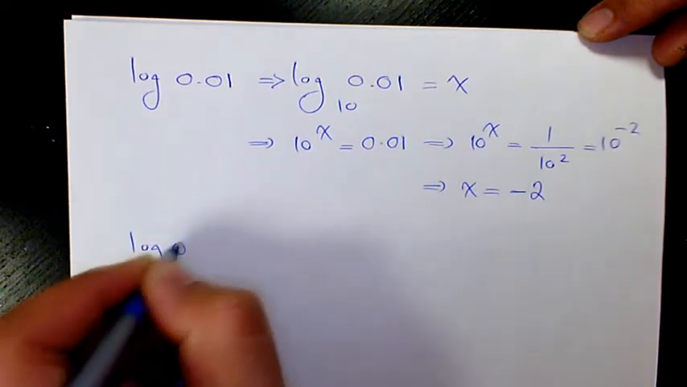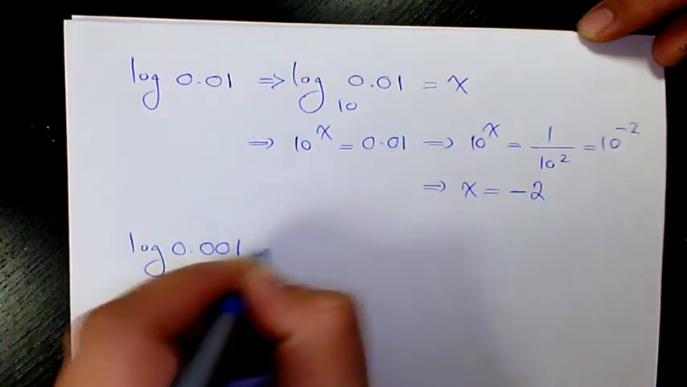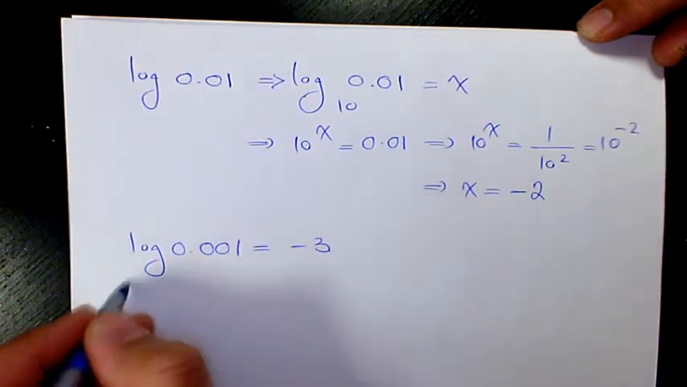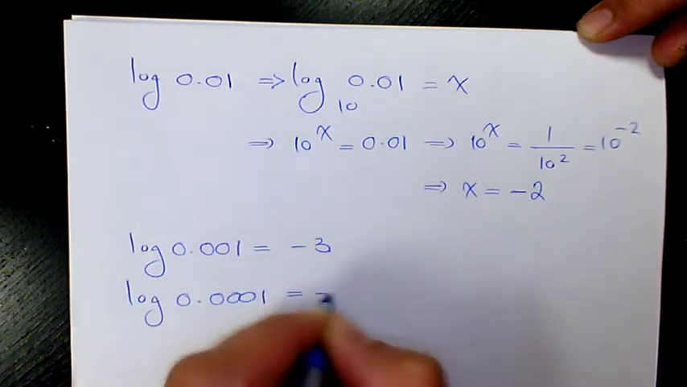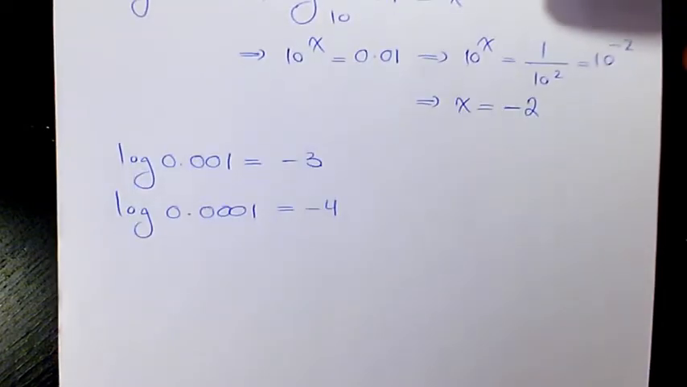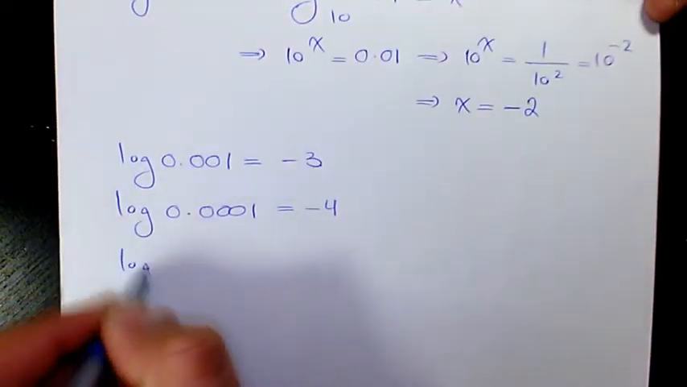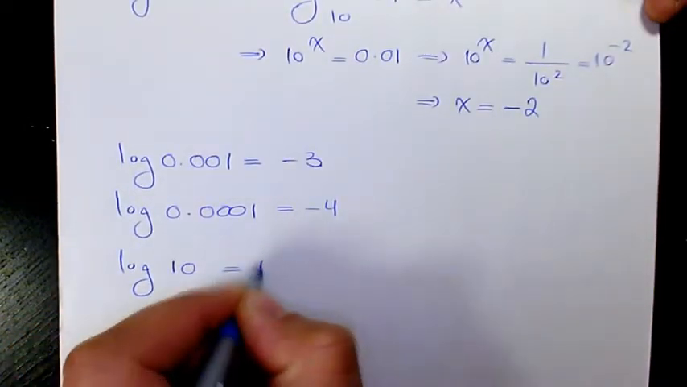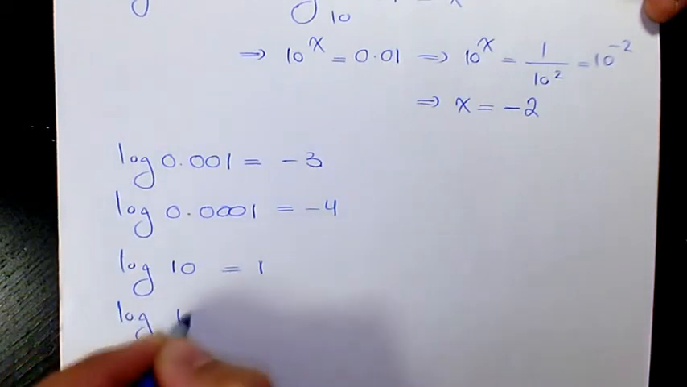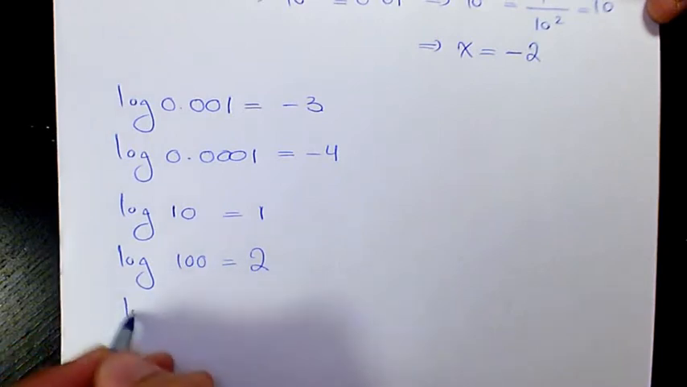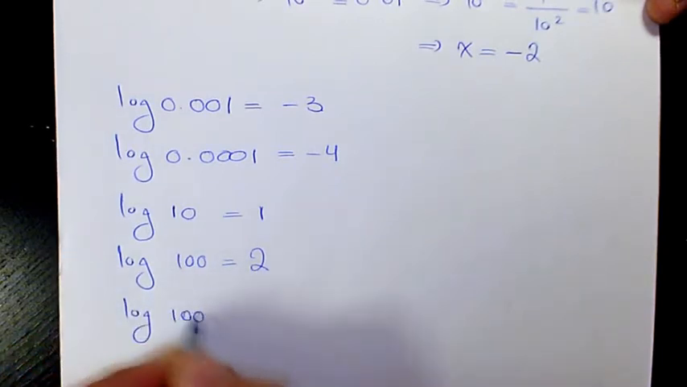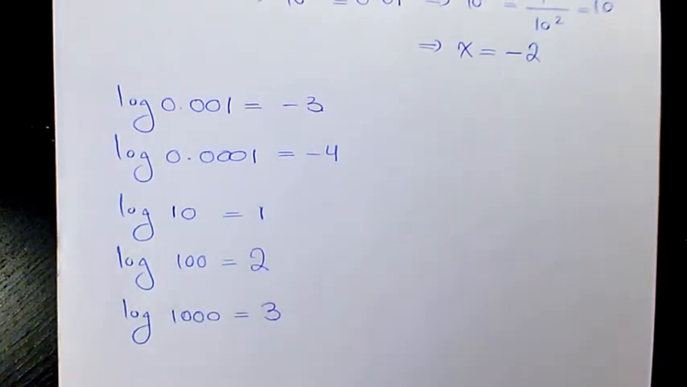Having said that, log 0.001 is negative 3. Log 0.0001 is going to be negative 4. On the other hand, log 10 is 1. Log 100 is 2. Log 1000 is going to be 3, and so on.